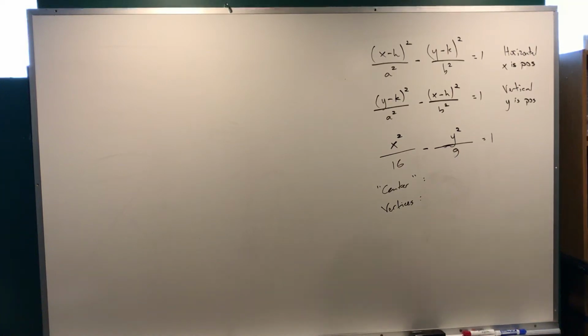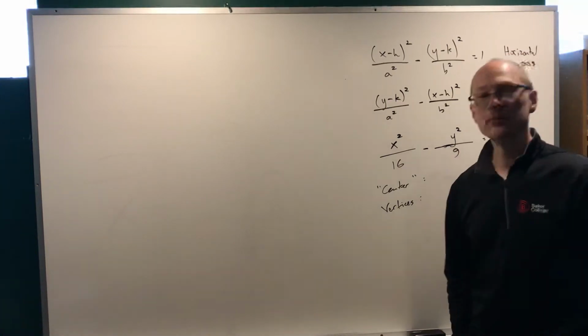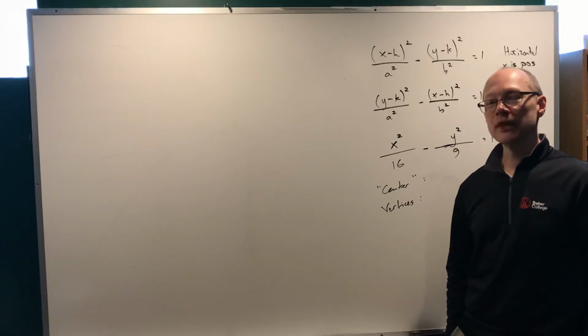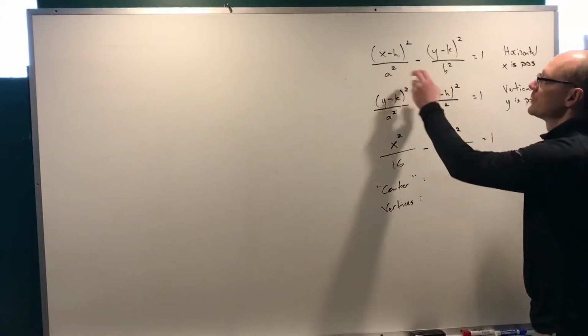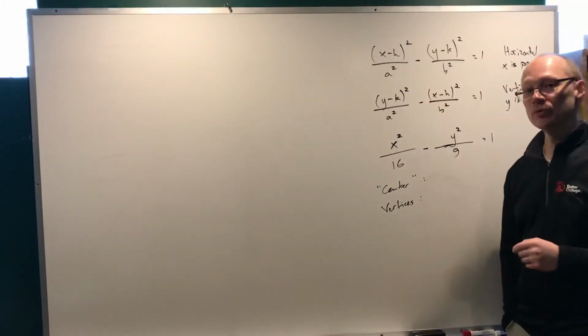All right, welcome back. We're going to do section 13.3, which is hyperbolas. Hyperbolas are very similar to the ellipses in their general format, though you'll notice that there is a subtraction symbol there, and that's the whole key.